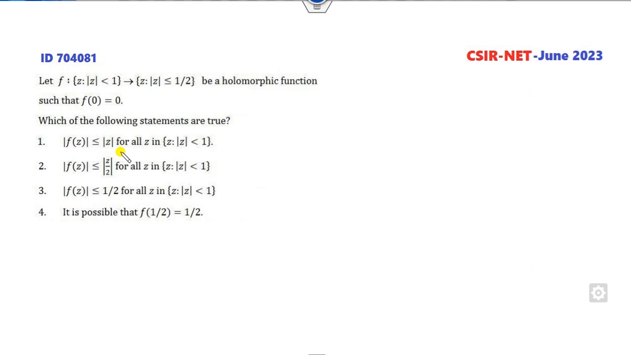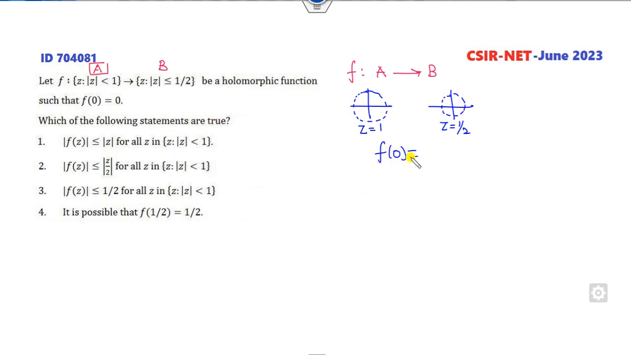Okay, look at another one. F is the mapping from, if I call this my A and this my B, so F is the mapping from A to B. What is my A? It is the open unit circle, the set of z with mod z less than 1, and B is the disc of radius half. Fine. And it is also given that f of 0 is 0.